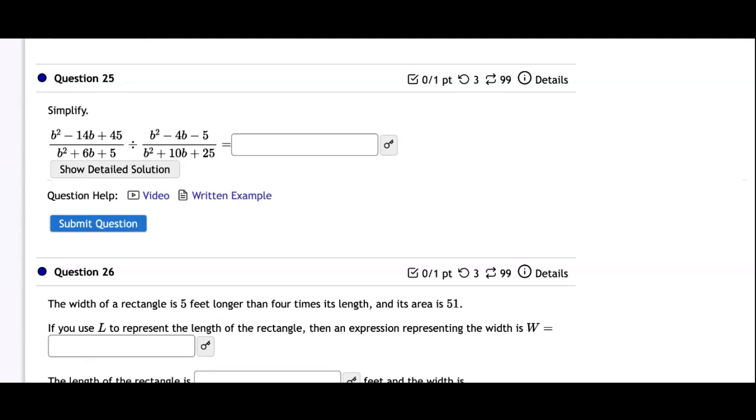Negative 5 plus 1 is negative 4. That's how we factor b squared minus 4b minus 5. That's in the denominator. Now you already see b minus 5 in the numerator, b minus 5 in the denominator. They will cancel each other. Now we need to factor b squared plus 10b plus 25. That's b plus 5 squared.